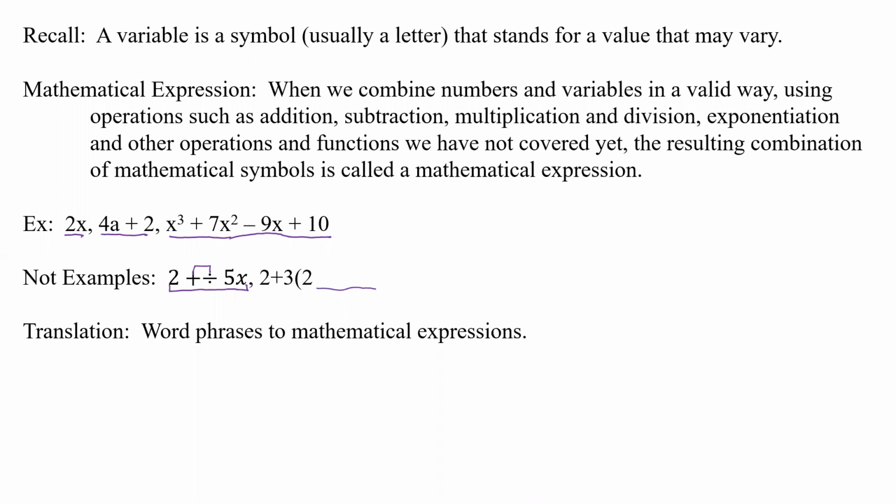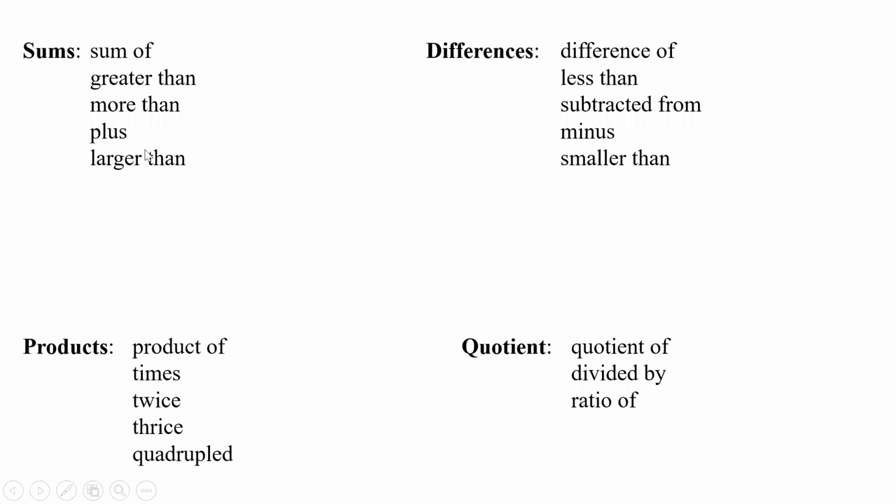And so what we're going to do is we're going to do translations. We're going to take word phrases and convert them into mathematical expressions, simple little things, like the 4a plus 2 or something. And we're going to do that with four different things we usually use: sums, differences, products, and quotients. And so sums, in a written expression, it might say find the sum of, or this is greater than this, or more than, or plus, or larger than. All of those indicate you're going to do some kind of sum.